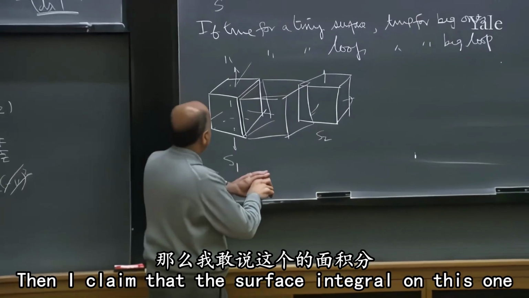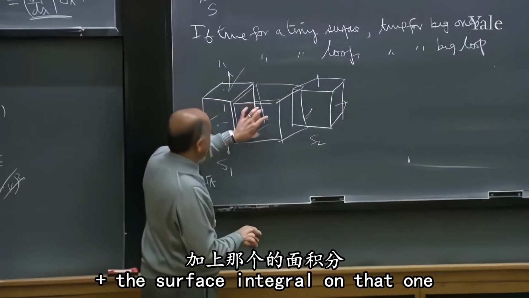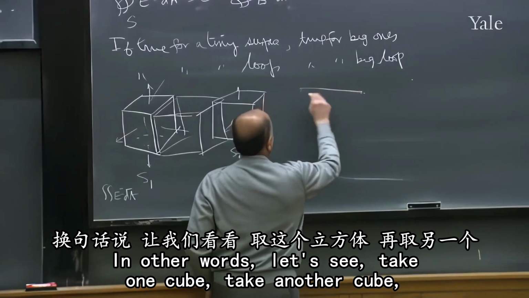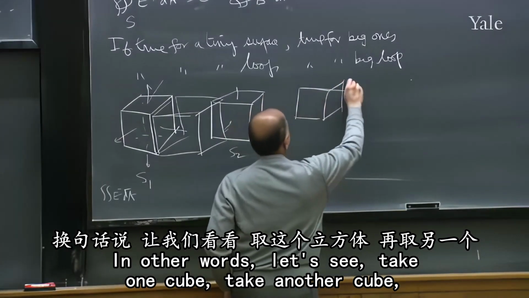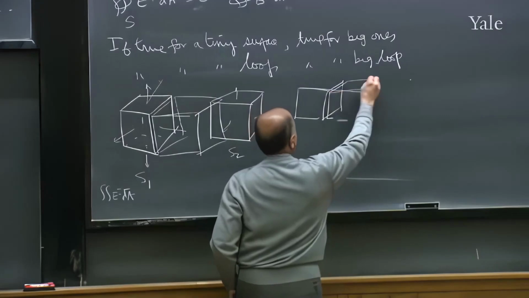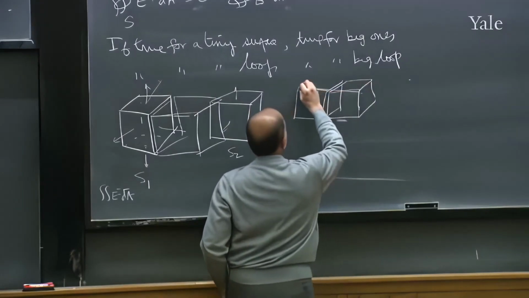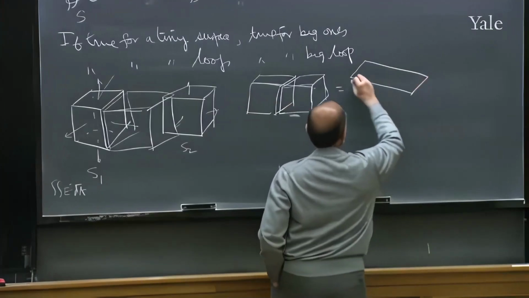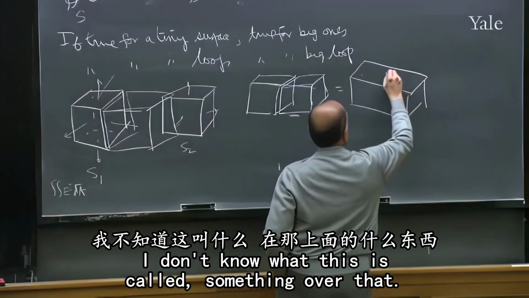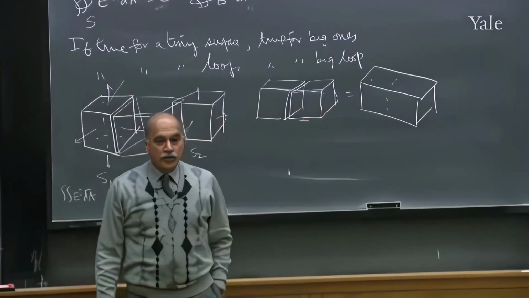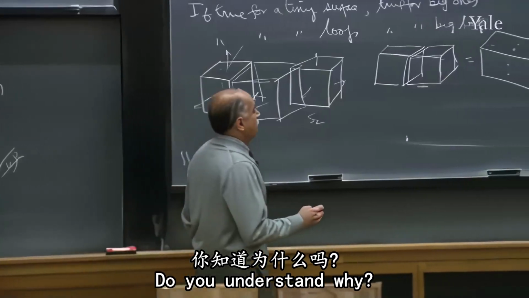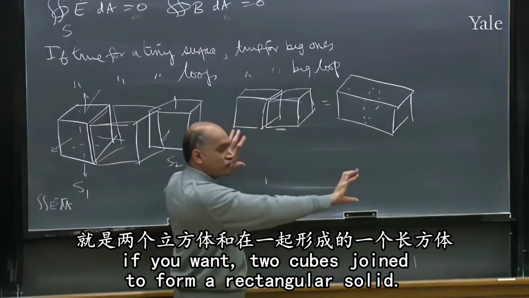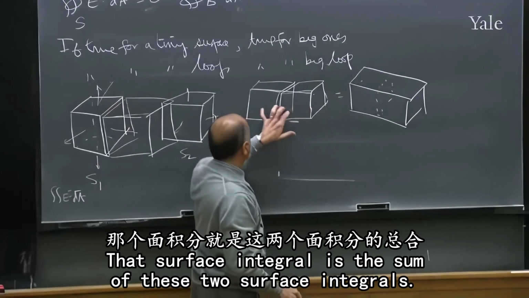Then I claim that the surface integral on this one plus the surface integral on that one is the surface integral on the union of the two. In other words, take one cube, take another cube, and that surface integral will be the same as on a longer object. The two cubes used to be sharing this face. Let's understand why the integral on this, if you want two cubes joined to form a rectangular solid, that surface integral is the sum of these two surface integrals.